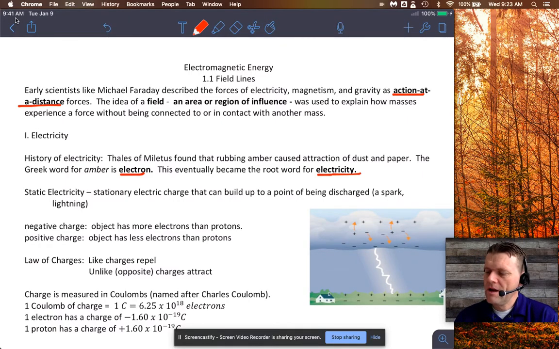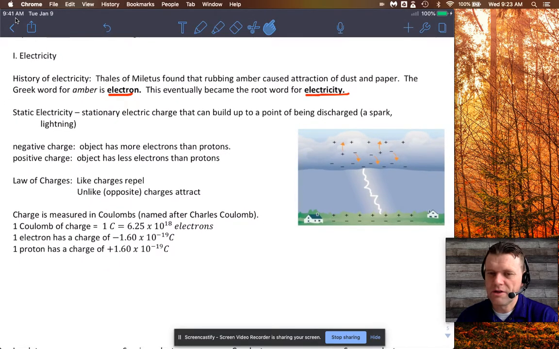Anyway, there are two types of electricity. There's stationary electricity, which we call static electricity, and that's actually the beginning of understanding how electricity works, because when you build up charge, you're building up a number of electrons. So if you remember from your studies in science, an atom is made up of protons, electrons, and neutrons. And the buildup of electrons is more negative charge.